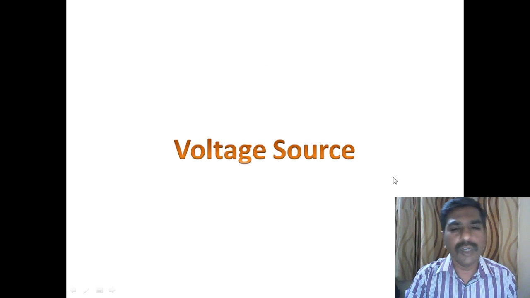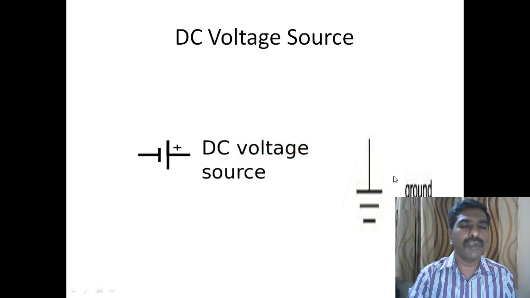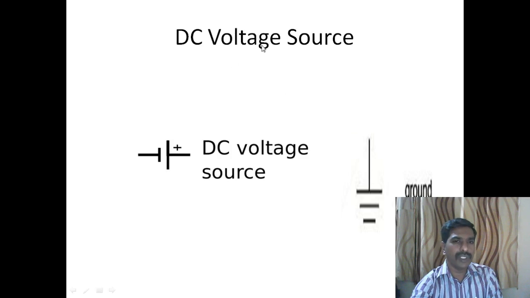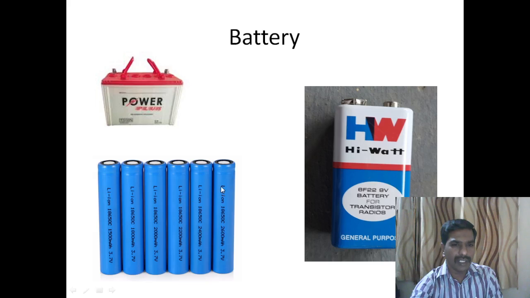Coming to voltage sources, there are two types. One is a DC voltage source, and the other is an AC voltage source. DC means direct current, and AC means alternating current. The DC voltage source is represented as a cell or a battery. All batteries provide a DC voltage source. You can see here it's mentioned as a DC power supply.